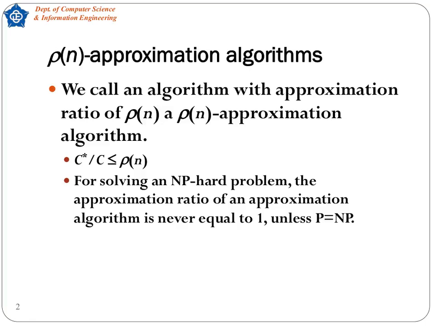We say an algorithm is a rho approximation if its solution cost C always satisfies C divided by C star is less than or equal to rho, where C star is the optimal cost. In other words, the algorithm's output is guaranteed to lie within a factor of rho of the optimum. And here's the key takeaway. For NP-hard problems, no polynomial time approximation can achieve a ratio of exactly 1, unless P equals NP, so every efficient approximation must accept some loss compared to the optimal solution.